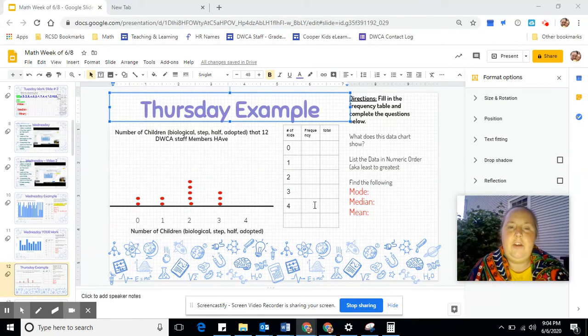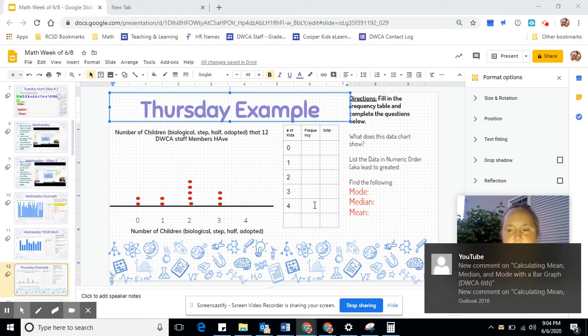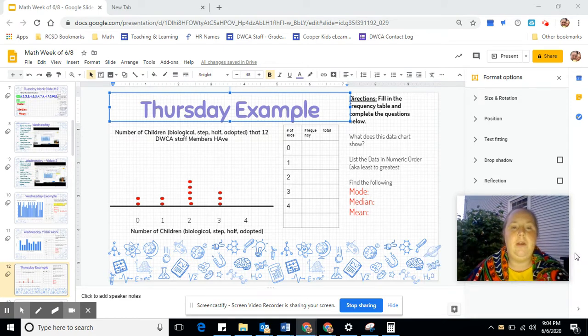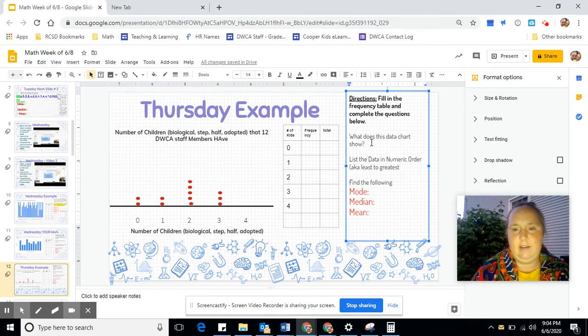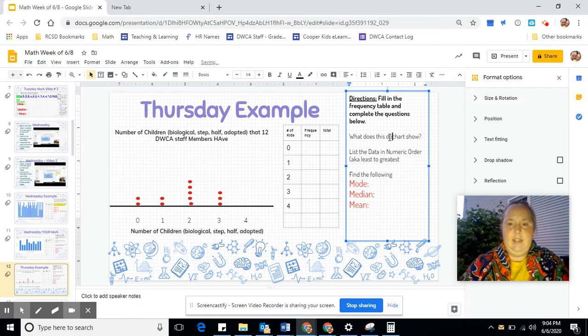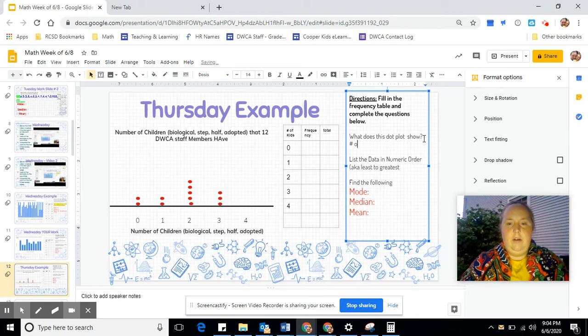Hey Cooper kids, here's an example Thursday, and this one, instead of using a bar graph, we're going to be using a dot plot, which we learned a lot about last week. So first off, our question today is asking us, what is this data chart, or in this case it should say dot plot, show? So what does it show?